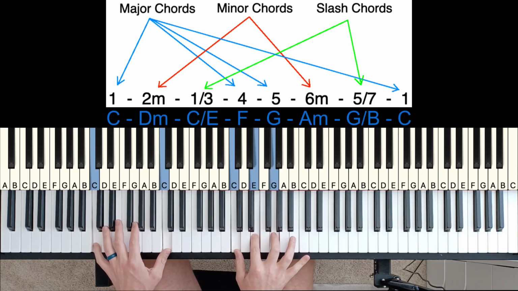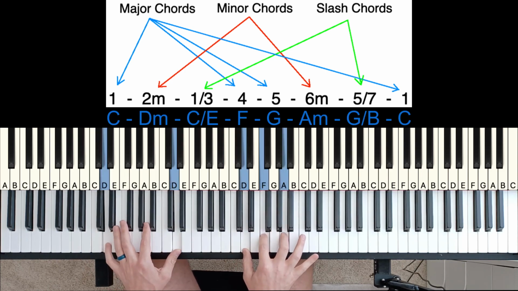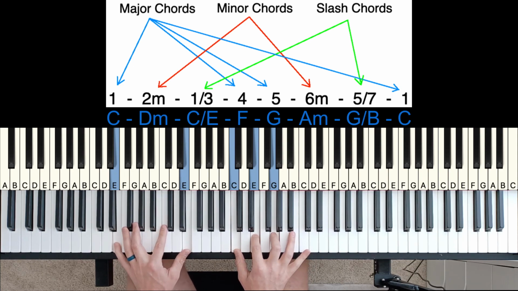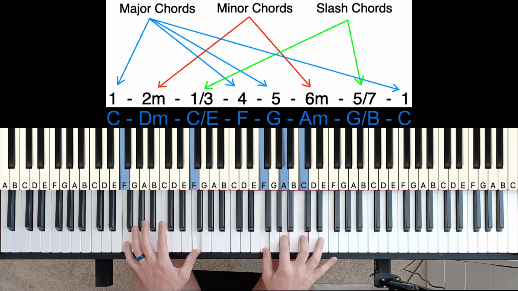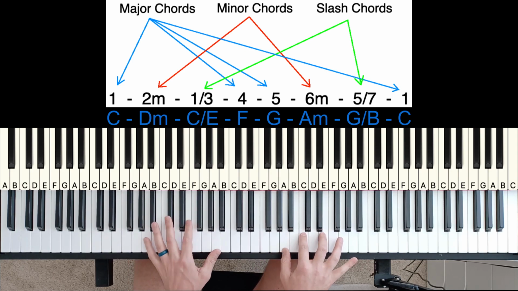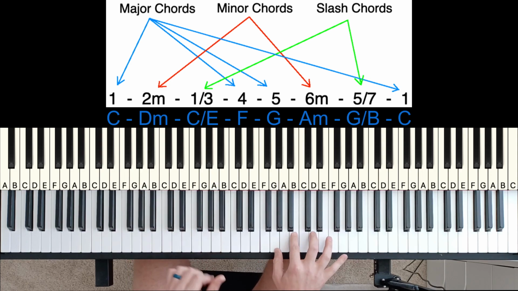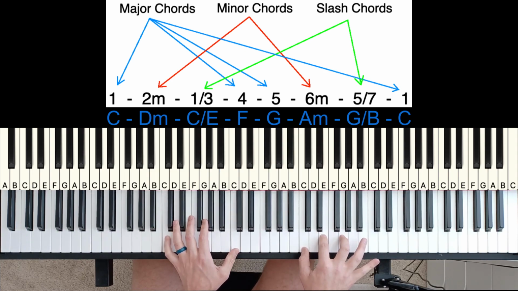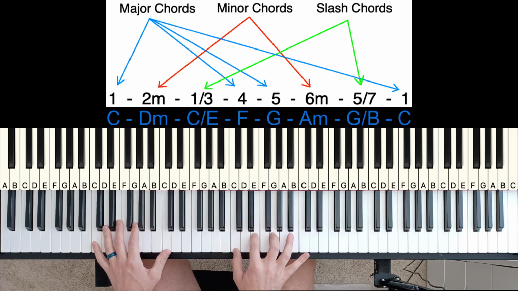So C is your 1 chord, your 2 is a D minor, third chord is a slash chord, it's a C over E, your 4th chord is an F, your 5 chord's a G, your 6th chord is an A minor, and then your 7th chord is a slash chord, it's a 5 over 7, which is a G over B, and then your last chord's a C, which is where we started.